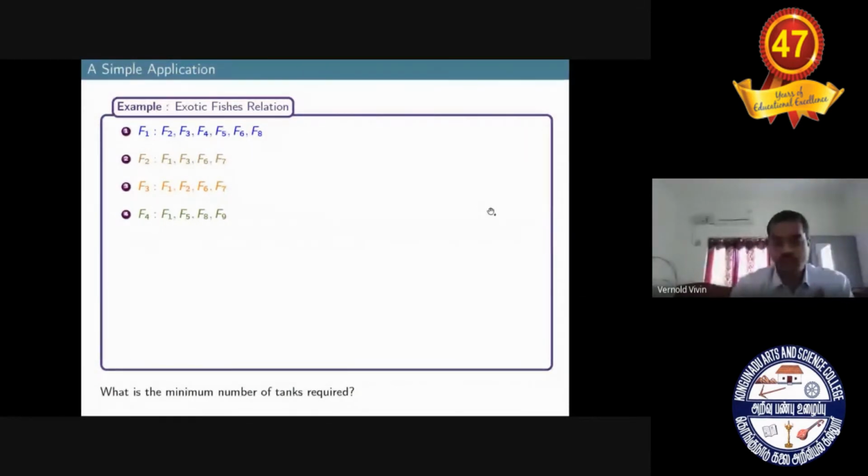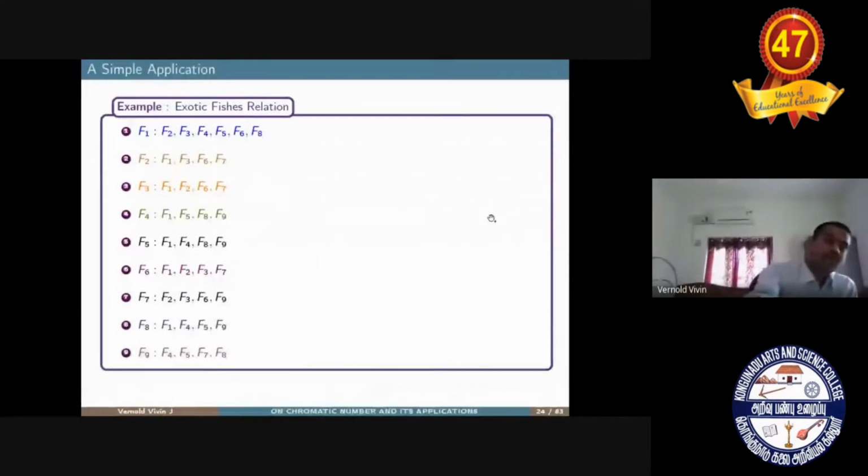F5 cannot be placed with 1, 4, 8, 9. F6 cannot be placed with 1, 2, 3, 7. Similarly, I have given this. So these are the 9 fishes, and all these 9 fishes, the exotic fishes relations. F1 cannot be placed with these kinds of fishes.